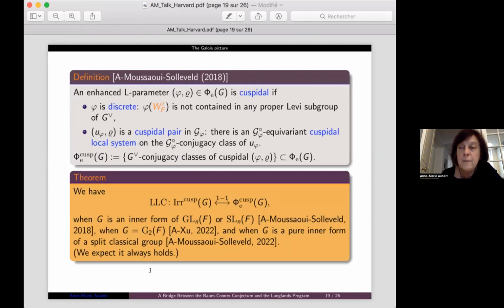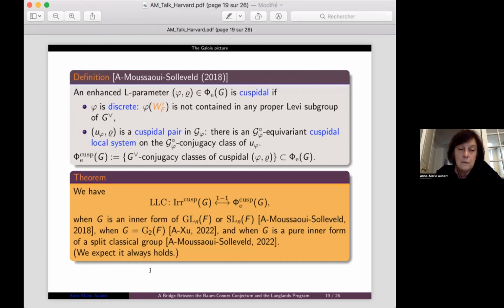The first step in trying to mimic the Bernstein decomposition is to go back to Harish-Chandra and try to adapt the philosophy of cuspidal forms of Harish-Chandra. In some sense, to say, okay, do we have a philosophy of cuspidal forms on the Galois side? And for that, the first thing was to define the notion of cuspidal. So, what is cuspidality for enhanced L-parameters?